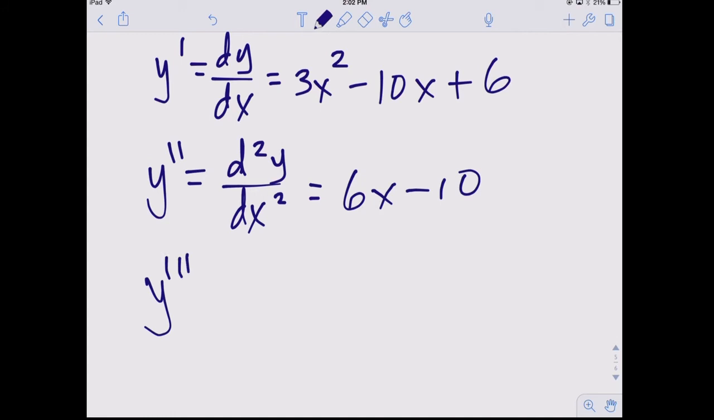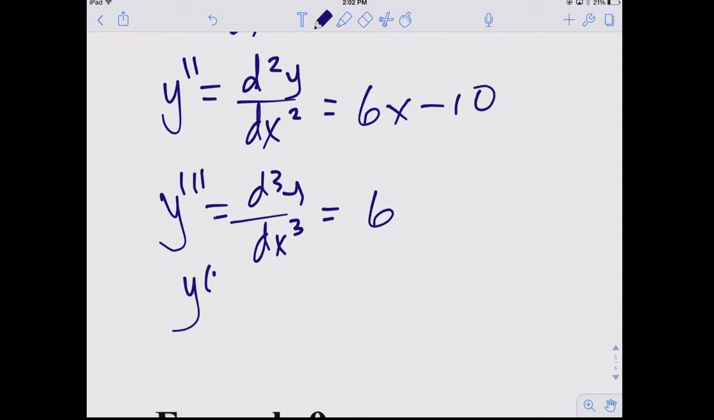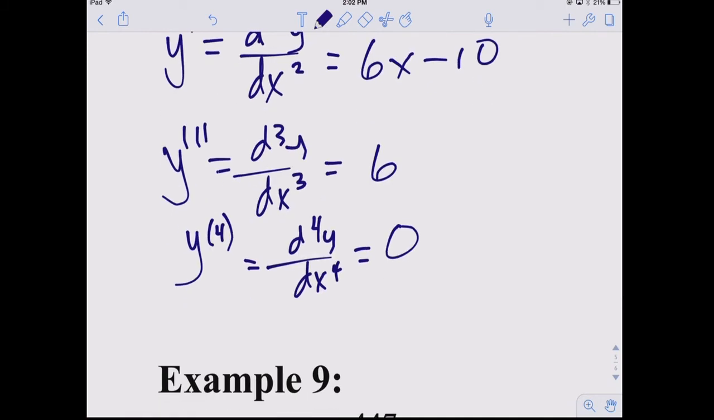We're on a roll now, right? Triple, y triple prime, d cubed y over dx cubed. We get 6. The fourth derivative, here's where it gets a little awkward. Y superscript parentheses 4, or d4y over dx to the fourth. And what is the derivative of 6? 0. Oh boy. What does that mean then for the fifth derivative? Also 0? How about the sixth derivative? 0. How about the 60th derivative? 0. 600? 0. 6,000? 0. 6 million?